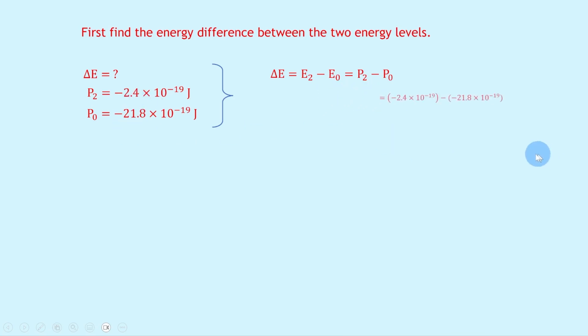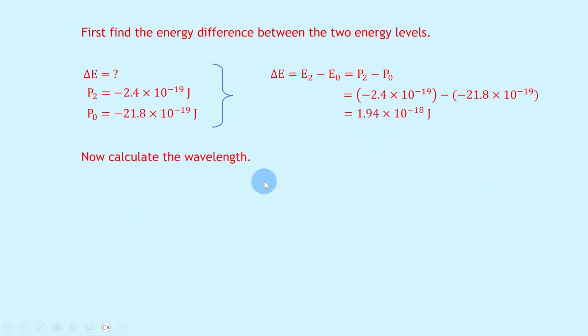So substituting in the numbers, we have minus 2.4 times 10 to the minus 19, minus minus 21.8 times 10 to the minus 19. And remember, this double negative will give you a positive here, which will give you a positive value for the energy difference. So putting that into your calculator should give you an answer of 1.94 times 10 to the minus 18 joules. And now we're in a position to calculate the wavelength.